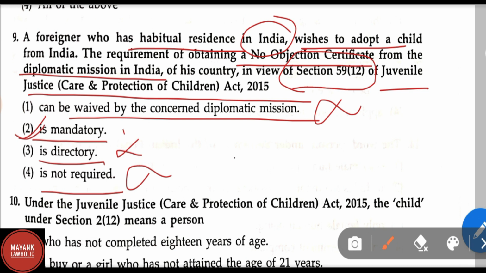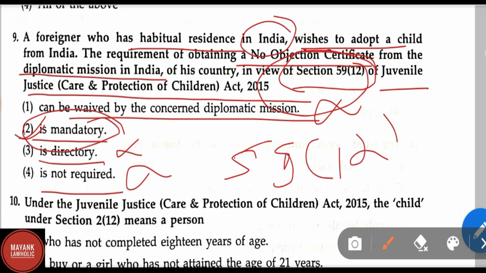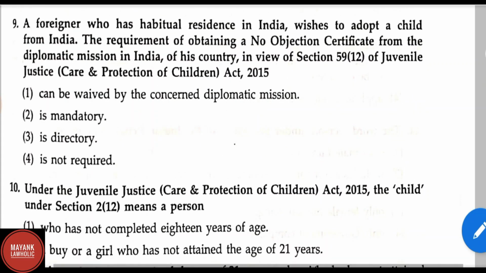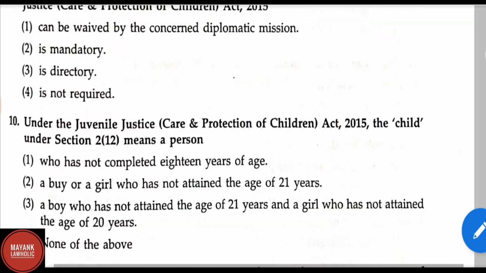The correct answer is mandatory, given under Section 59 clause 12 of the Juvenile Justice Care and Protection of Children Act 2015. Section 59 talks about the procedure for inter-country adoption of an orphan or abandoned or surrendered children. Okay. Now let us see question number 10.